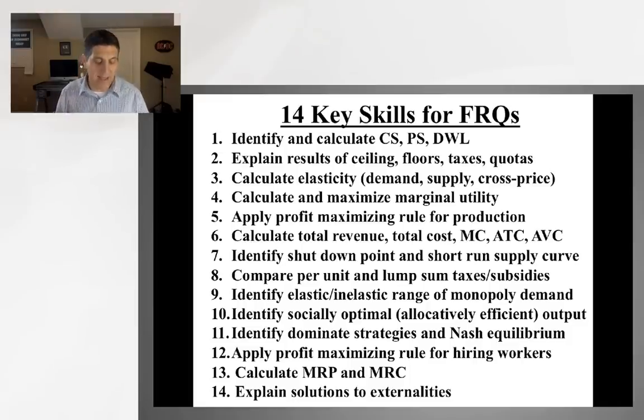And the last one is externalities and showing the solution for externalities. Be able to draw them, be able to identify how the government can solve them, and what happens to deadweight loss before and after. Again, for externality, they start off with deadweight loss, and the government solution gets rid of that deadweight loss.